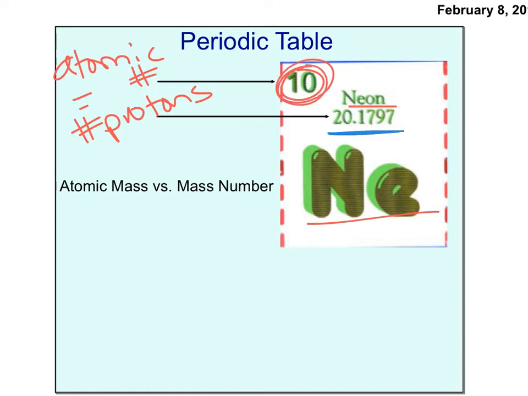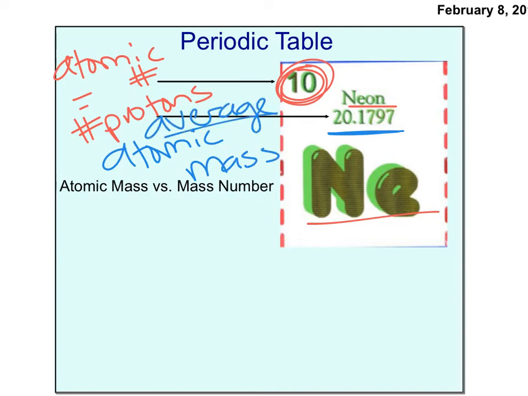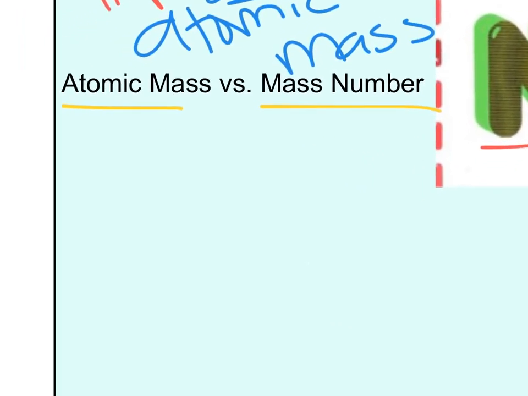The other number that you can find is referred to as the atomic mass. And actually a better word for this is average atomic mass. We'll be discussing later why we use the word average for this. At this time, I like to point out the difference between two words that we use when we're discussing the periodic table, which is atomic mass and mass number. So atomic mass, as you can see, is that number that is found on the periodic table. And it is a calculated average. We're actually going to be doing those calculations later.